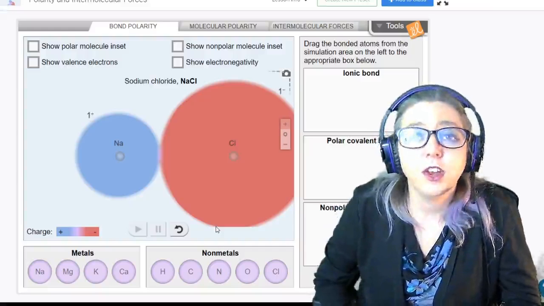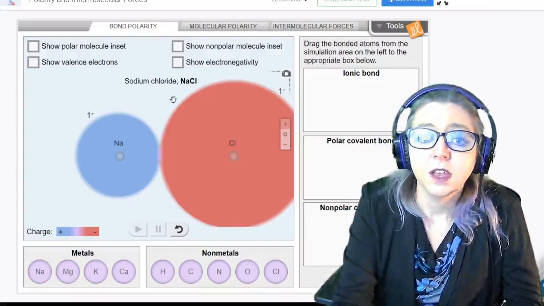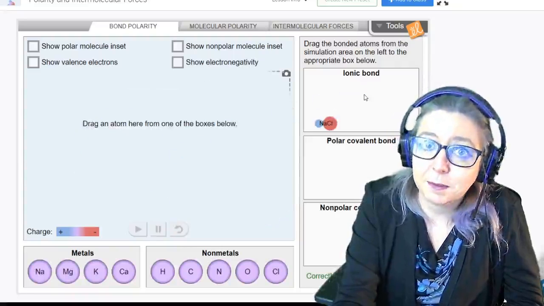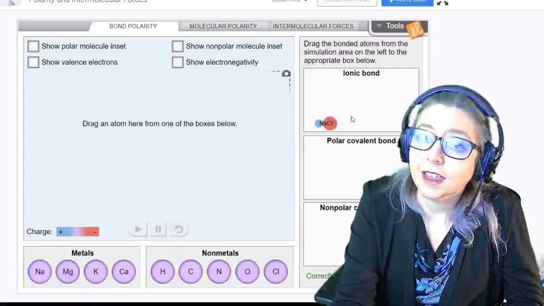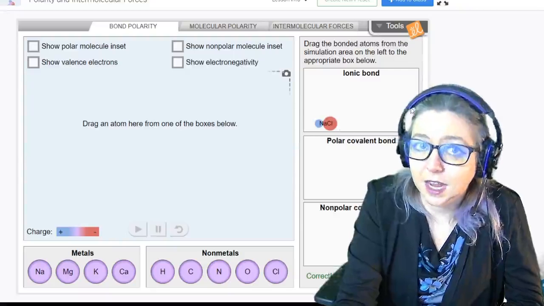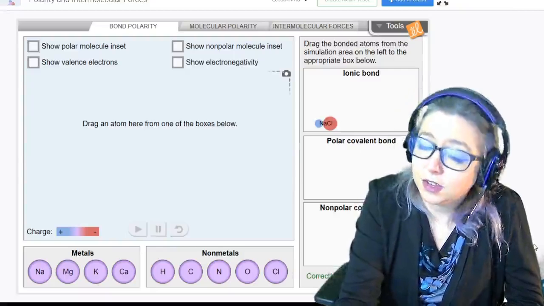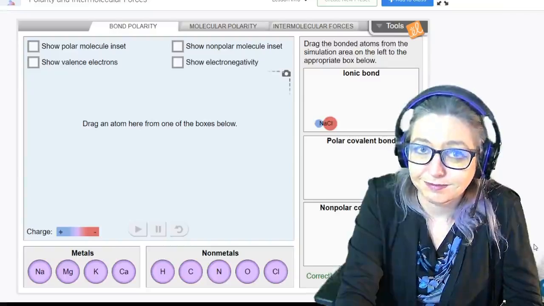Now remember, these gizmos are designed for you to follow those instructions and comment on what you see. When it's telling you to sort things, it'll tell you if you're correct or incorrect. So my next thing tells me to take it and put it into ionic bonds, which is correct. Remember, metal and non-metal makes an ionic compound. If you sort things incorrectly, it'll tell you, and you can correct yourself to make sure that your answers are correct in the gizmo.